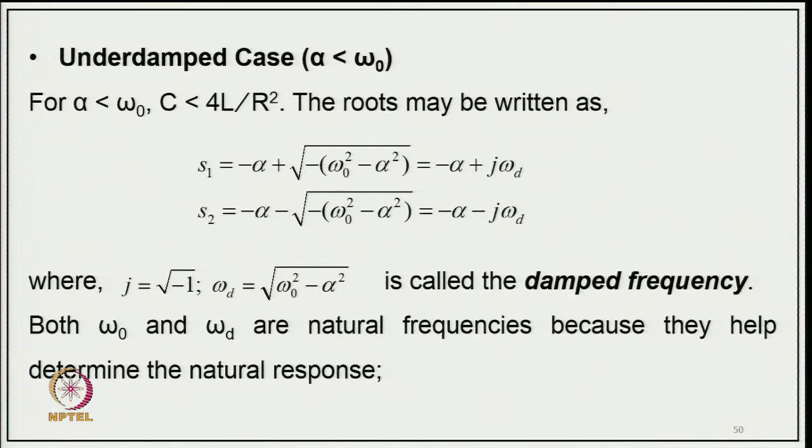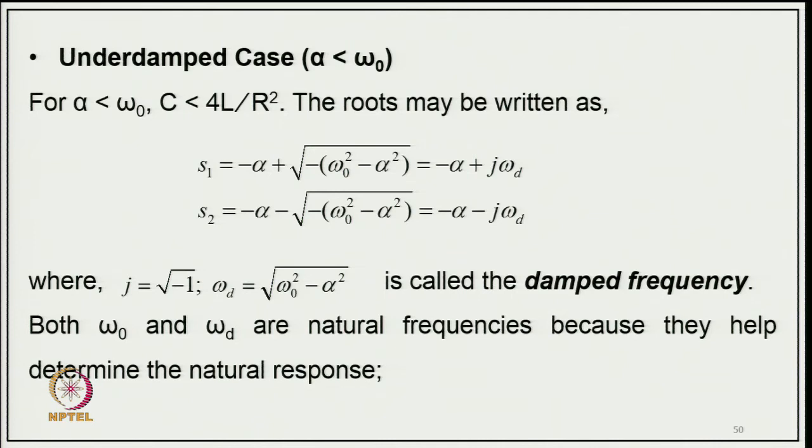Now, coming to the third case, which we call the underdamped case, alpha less than omega 0. For alpha less than omega 0, C is less than 4L upon R square. The roots may be written as S1 equal to minus alpha plus under root of minus (omega 0 square minus alpha square), which becomes minus alpha plus j omega d, and S2 equal to minus alpha minus under root of minus (omega 0 square minus alpha square), which becomes minus alpha minus j omega d.